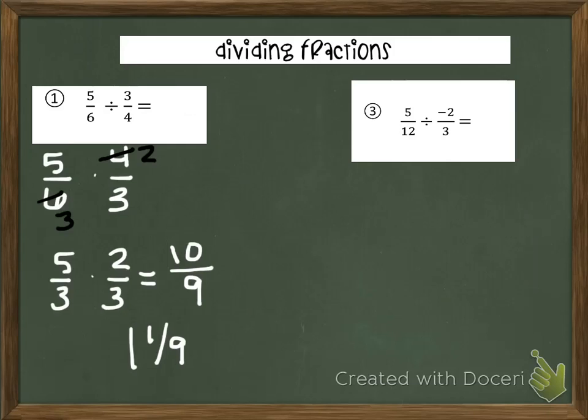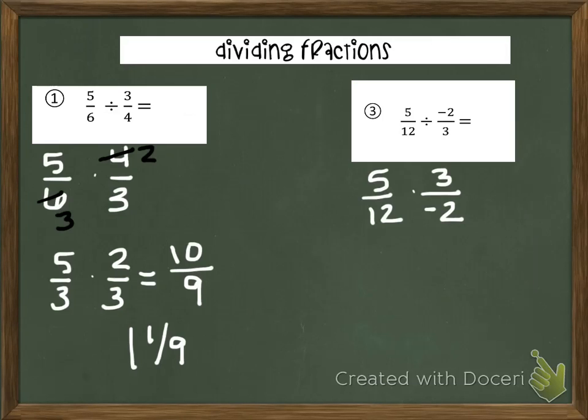So I'm going to skip problem number 2. Actually, 2 and 4 you can try on your own. We're going to do number 3 together. So again, with this problem, there's no mixed numbers. We don't need to worry about improper fractions, but we should keep, change, flip before we simplify. So keep the first fraction the same, change division to multiplication, and flip the second fraction.